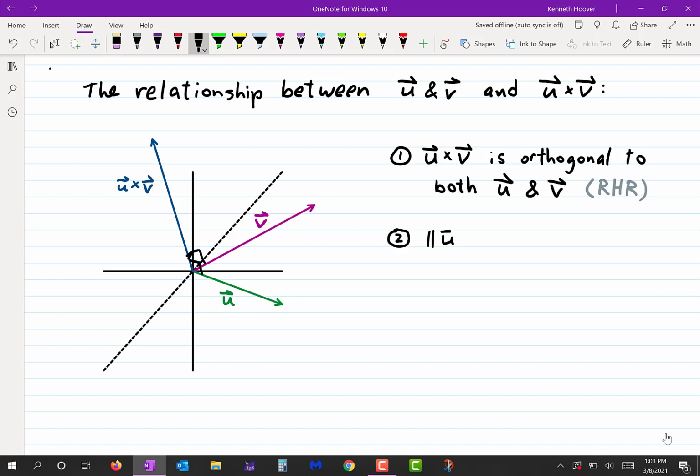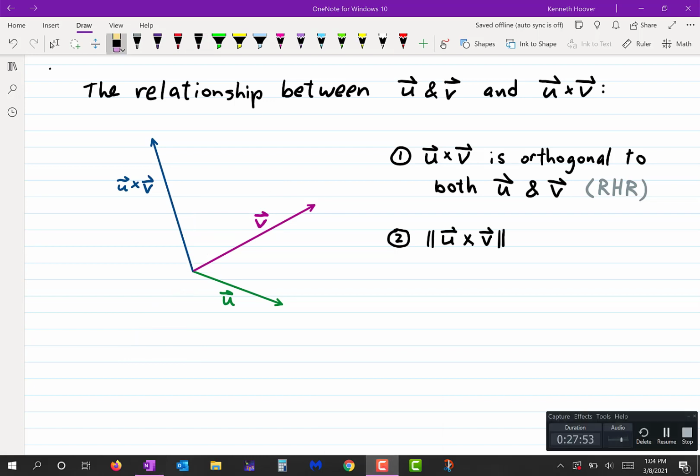Okay, so the magnitude of u cross v, well, it's not working better. Okay, I think it's going to work better now. I put in a new battery. And don't worry, I deleted the axes on purpose.